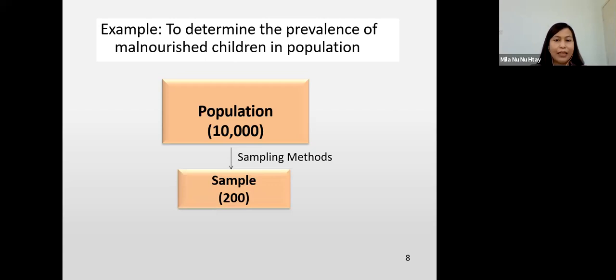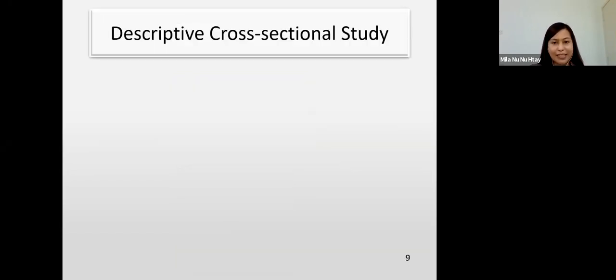After that, we collect the sample from that defined population and we collect the data. Let's say, for example, we collect a sample of 200 from that population. Then we collect the data from the 200, and among the 200 respondents, we found out that 20 children are malnourished. So the prevalence of malnutrition among the children in that defined population is around 10%. So this is an example of a cross-sectional study.